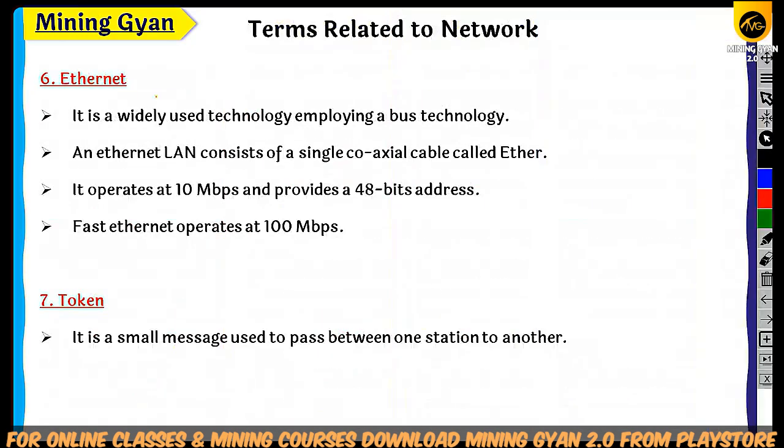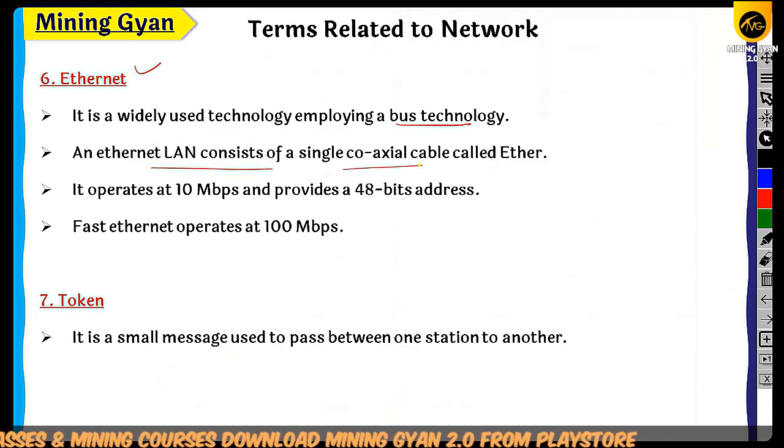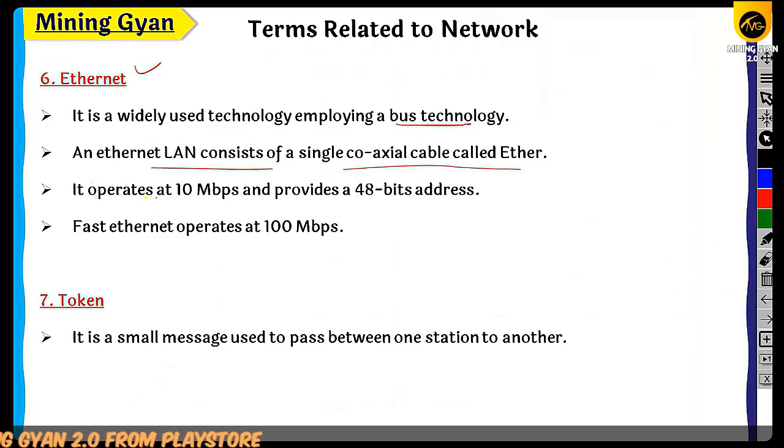Now the sixth is Ethernet. As I said, Ethernet is a kind of wired connection or wired medium. It is widely used technology and employs bus technology. An Ethernet LAN consists of a single coaxial cable called the Ether. It operates at 10 Mbps and provides 48-bit addresses. Fast Ethernet operates at 100 Mbps.